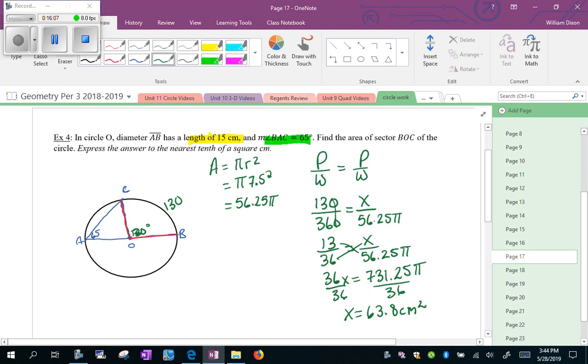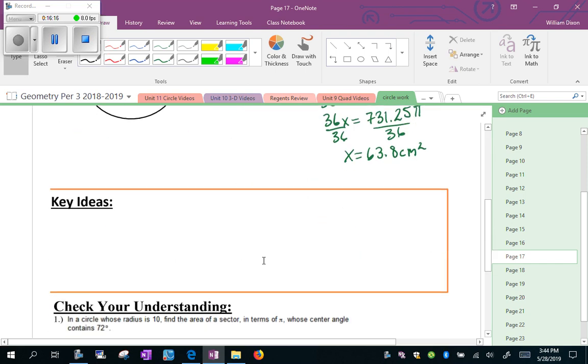We just had to draw the picture there just to get a little visualization, that's the word, of what's going on. All right, now, so key ideas.